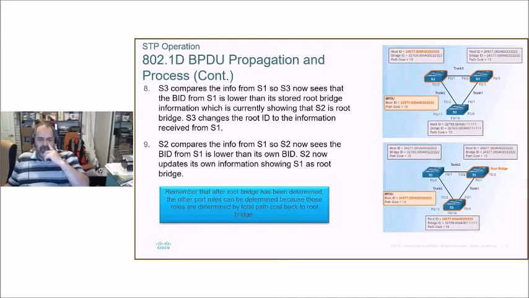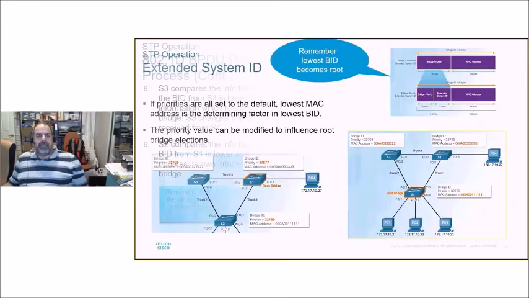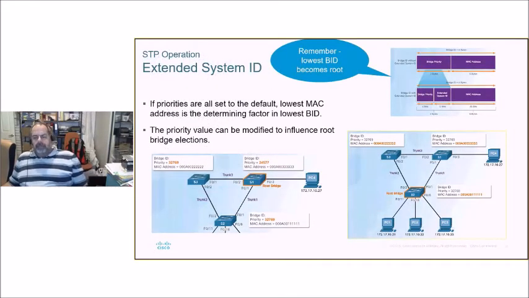Remember that after the root bridge has been determined, the other port roles can be determined, because those roles are determined by the total path cost back to the root bridge. So we've had the election now. What happens next? Basically, back in the old days, the bridge ID was just 16 bits, and you plucked a number and you used it, and that was the way you went.